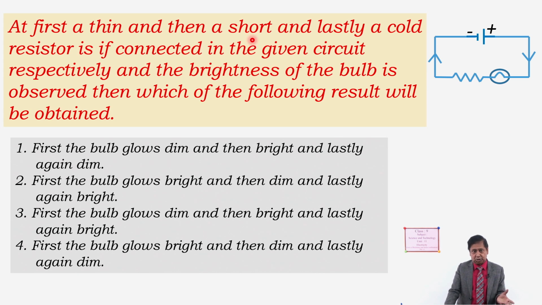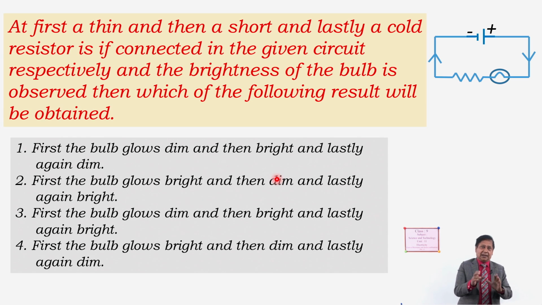Thin, dim; short, bright; and cold also bright. Dim, bright, bright. We have to select one of the options. Where is it? Dim, bright, bright. First the bulb glows dim, okay, bright, and lastly dim. No, this option is dropped. First the bulb glows bright. No. First the bulb glows dim, okay, and then bright, and lastly again bright. Yes, this option is the correct option among the four, I think. Now let's take the fourth also. First the bulb glows bright. This is wrong. That's why the third option is correct. We'll tick the third option.